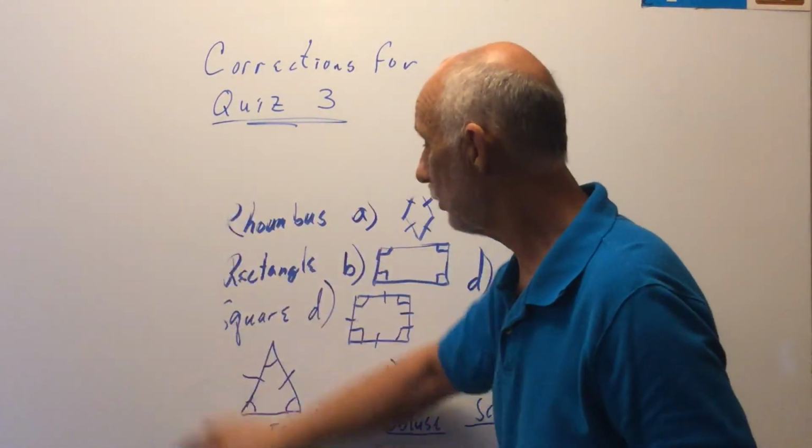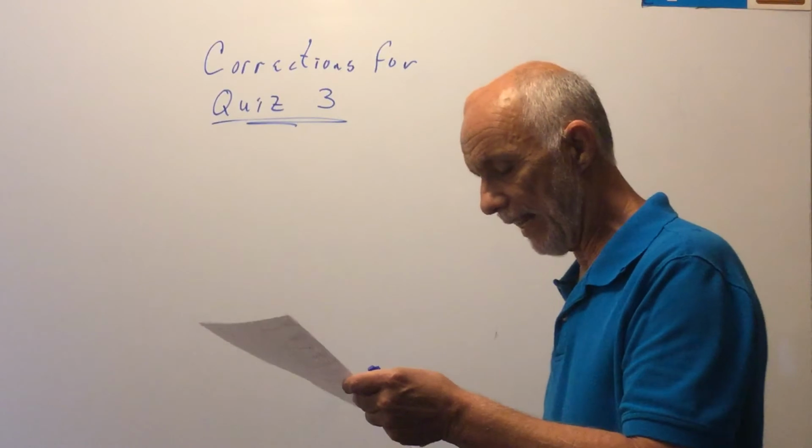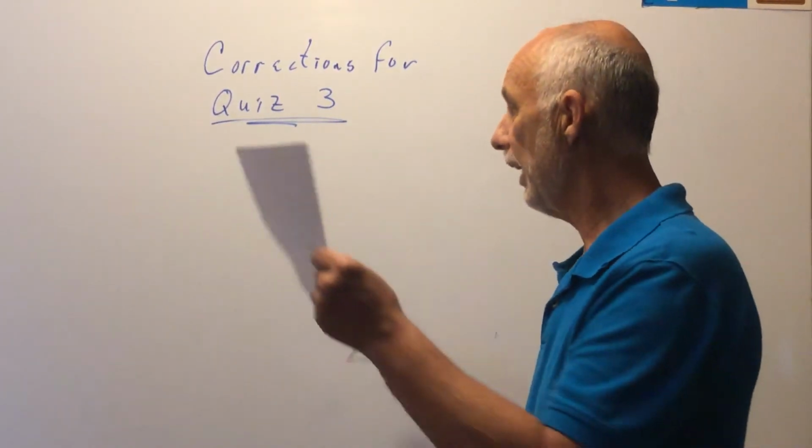Now, the last ones, number 7 and 8, asked you to find a missing angle.